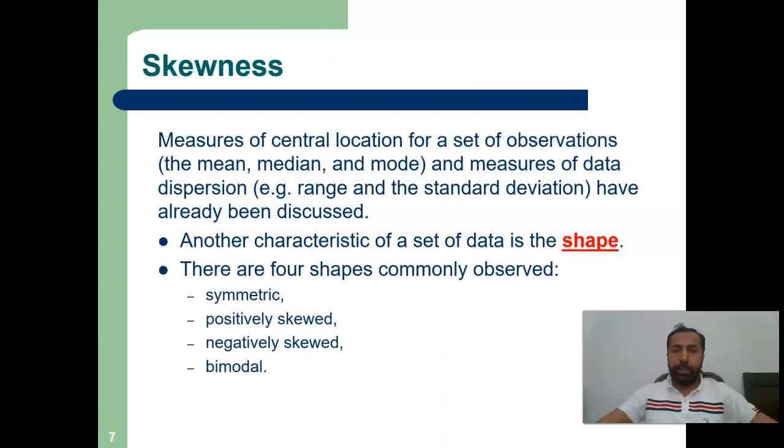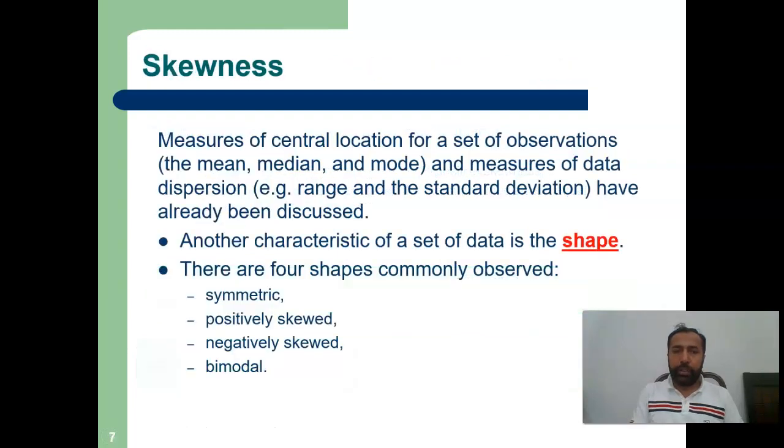Now, when we have completed our discussion on the measures of central tendency, measures of location, and measures of dispersion, it is time to discuss another characteristic of data, and that is the shape. The measures of central location for a set of observations, the mean, median, and mode, and the measures of dispersion, the range and standard deviation, have already been discussed. Now we are going to discuss the shape. There are four commonly observed shapes of distribution: symmetric, positively skewed, negatively skewed, and bimodal.